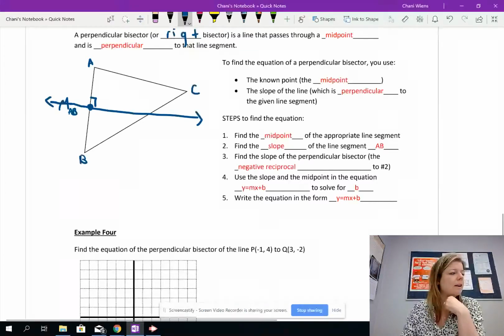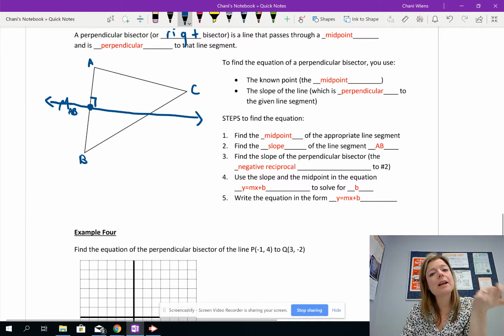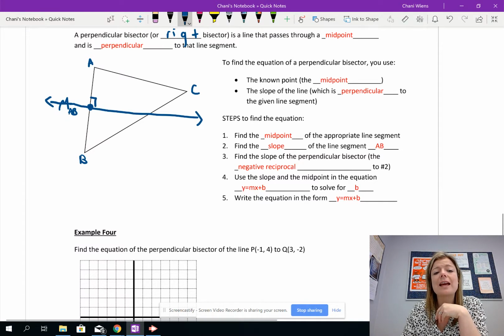So now we need to figure out how to find the equation of this type of line. It's different than what we had before. Notice that we only know one point on the perpendicular bisector, so we aren't able to find its slope directly. What we have to do, what's a little bit tricky here, is that we have to find the slope of AB and then use the fact that it's perpendicular and use the negative reciprocal to find the slope of our perpendicular bisector.